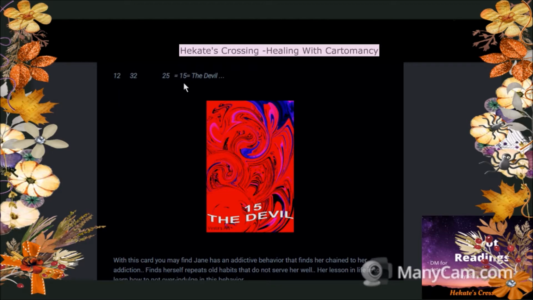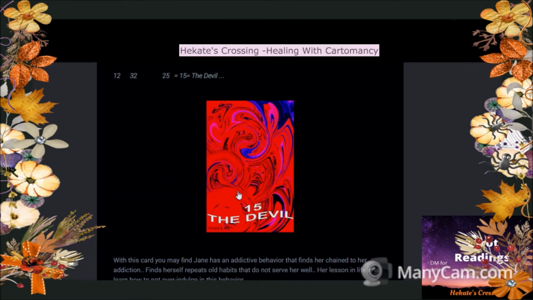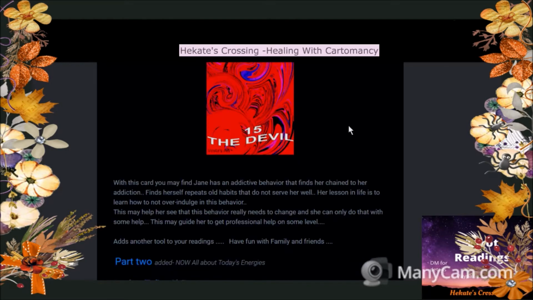So with the Devil, remember you've also got 1, 5, and 6. So you could include energies of the Devil as also energies of the Magician, energies of the Hierophant, and energies of the Lovers as well. To get the bigger picture, remember this is only part of the picture. You've got more to it when you look at numbers like this. It's not just the Devil, it's the Magician, the Hierophant, and the Lovers as well.